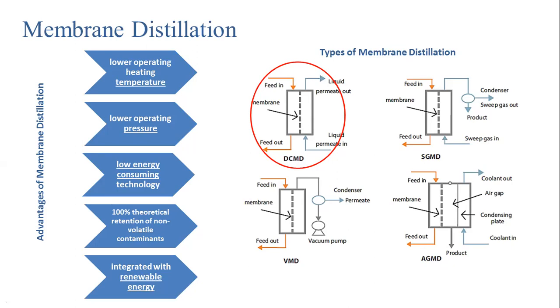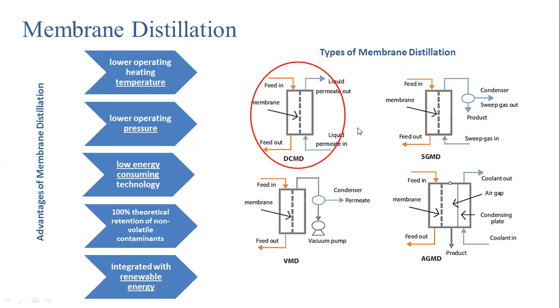What is the main advantage of DCMD over other configurations? Why did you select to study this system and to improve it? Yes, DCMD is a straightforward module. It requires no other machinery. Plus, in DCMD, you can collect the water vapor straight to the mainstream.